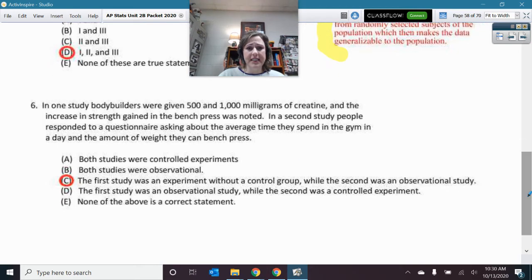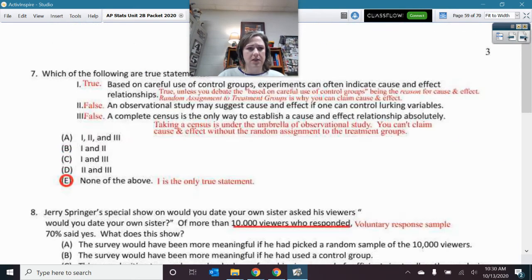All right, number 6. The first was an experiment without a control group because you just had the bodybuilders do this and that. You didn't have anybody do nothing or an already existing thing that we knew of. Okay. Next, true, false, false. So this would be true: with careful use of control groups, experiments can often indicate cause and effect. Okay, that is true.